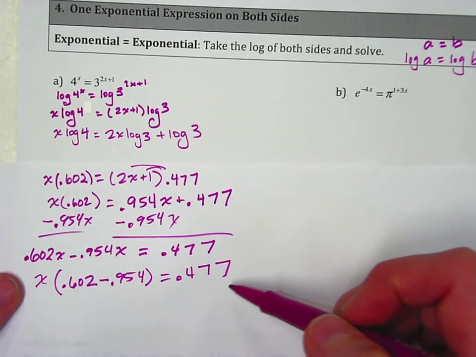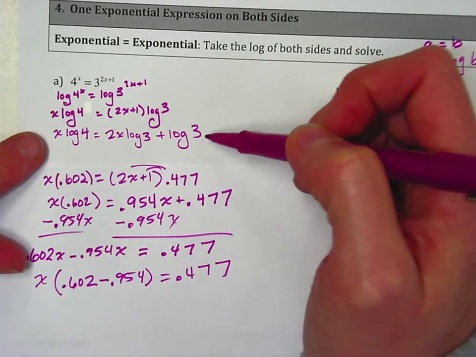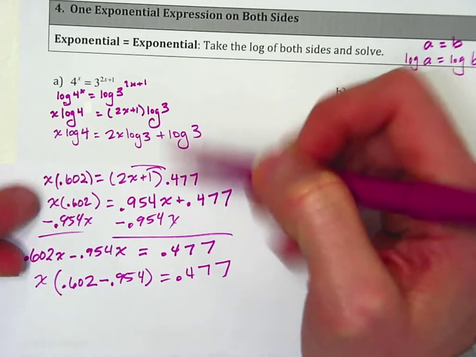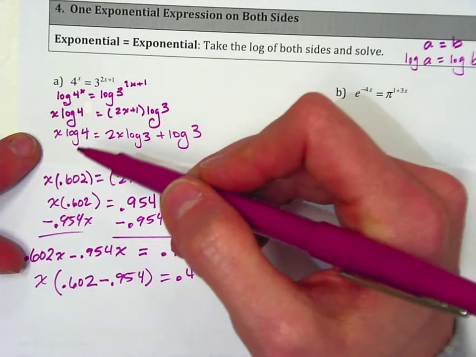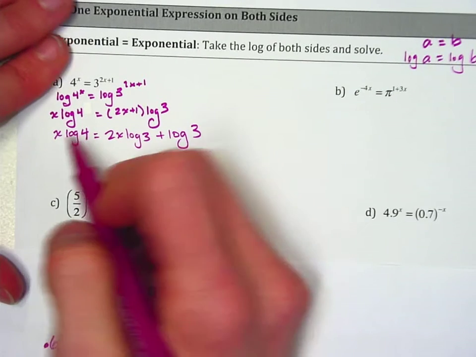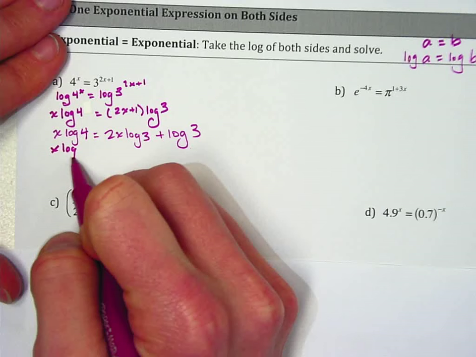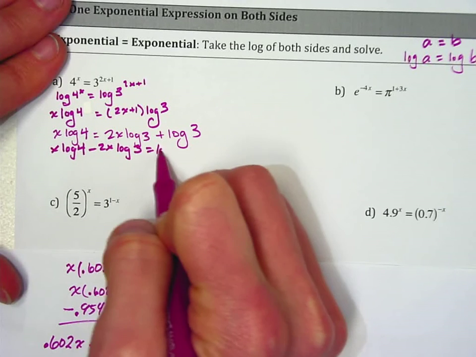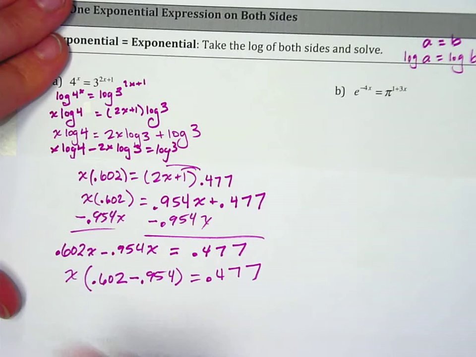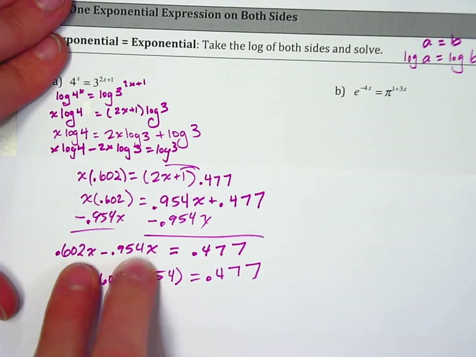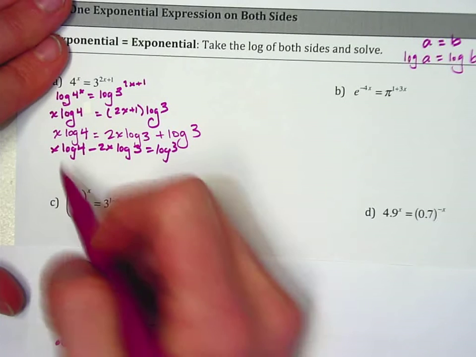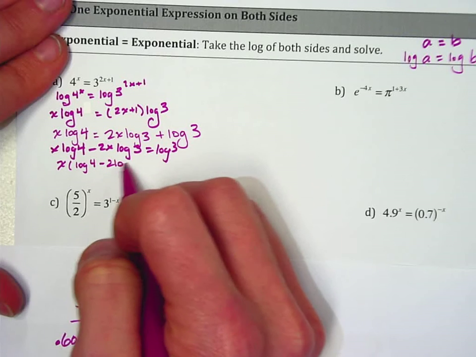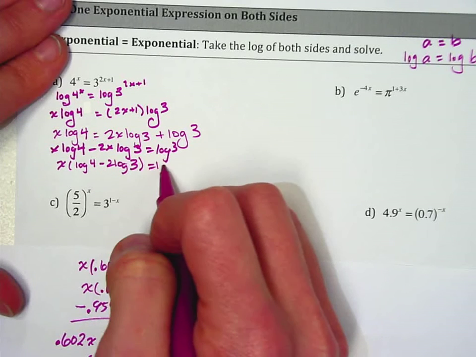Okay, so let's talk about how that compares to what we have up here. Here, we also have just the two x terms, just like we did here. I'm going to move them so that the x terms are on the same side. So here I get x log 4 minus 2x log 3 equals log 3. And similar to what I did here, I have my two terms with an x, and I factored the x out. So we get x times log 4 minus 2 log 3 equals log 3.